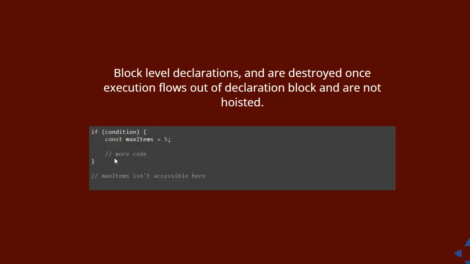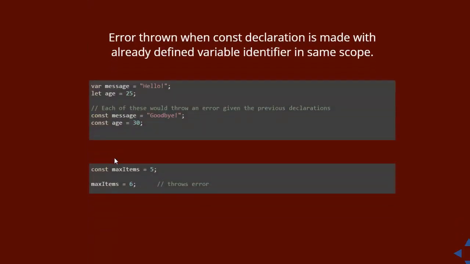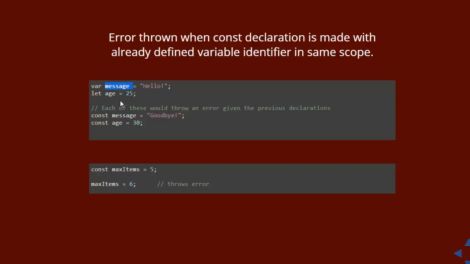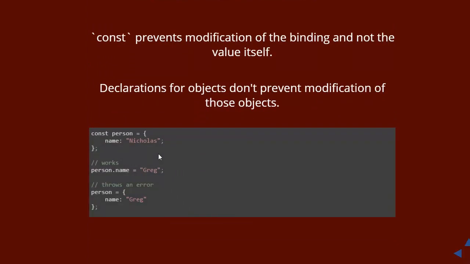Okay, and both let and const keywords are now removing the hoisting of the data inside the function. An error is thrown when a const declaration is made with an already defined variable. Like if the const keyword is there and you are declaring again, then it will throw an error because my message is already declared earlier. You cannot have two variables in the same scope, whether declared with var, let, anything. And you cannot reassign the constant value again. It will throw an error. It's obvious, right? So const prevents the modification of the binding and not the value itself.